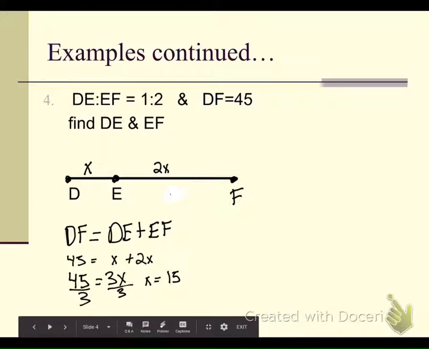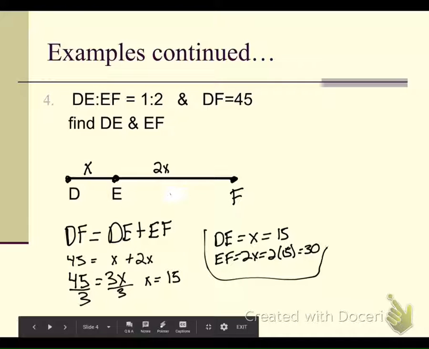But that's not what our question asked for. It didn't say solve for x. It said find the values of DE and EF. So using that picture, I'm able now to see that DE equals x. And what's our value of x? 15. And we know that EF is 2x. Which is going to be 30. So our final answer is these two solutions. Do we have any questions to this point?